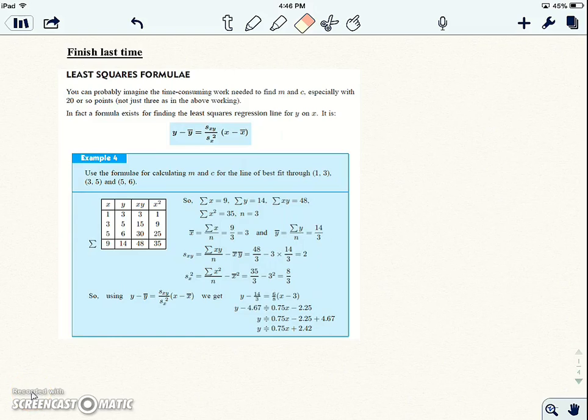Okay, this is two variable stats notes day 2. And last time we found a line of best fit, or otherwise known as the least square regression line, using this horrible table and this horrible formula, and that was only for 3 points. This time we're going to use the calculator.